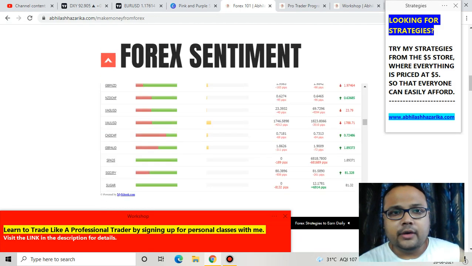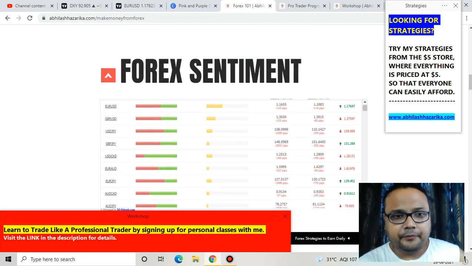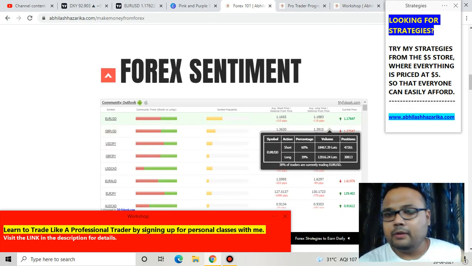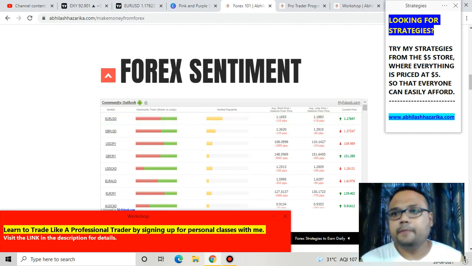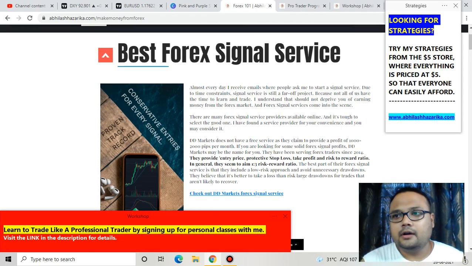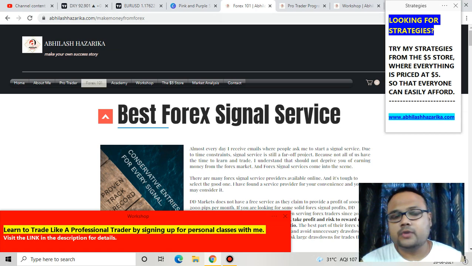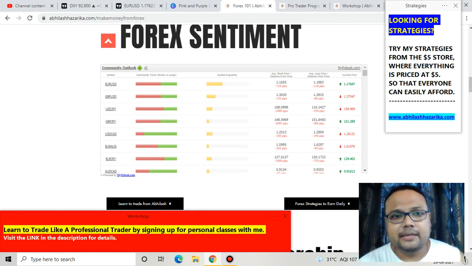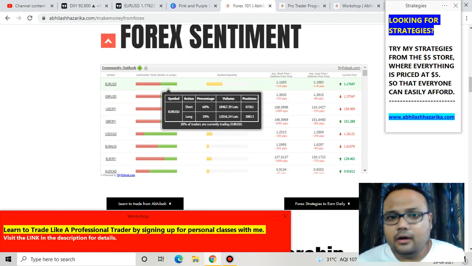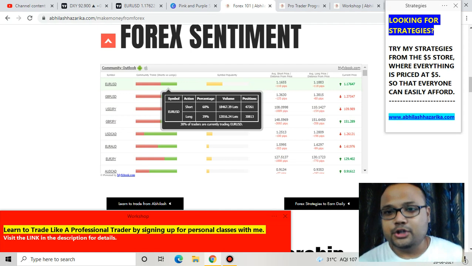And if you look at the forex sentiment meter here, you will find the forex sentiment meter on my website abhilashhazarika.com under the forex 101 section. In the forex sentiment meter, you can see that already 60% of retail traders have taken short positions and 39% of retail traders have taken long positions.